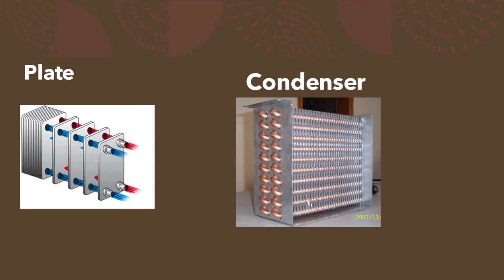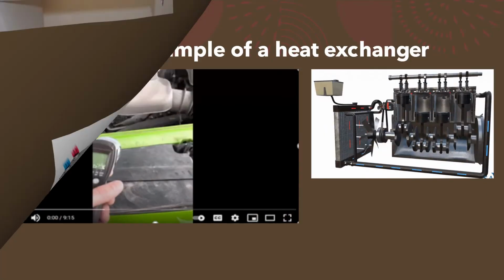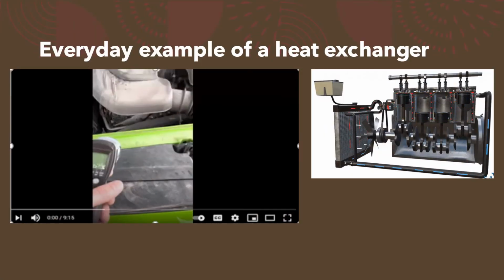Removing latent heat from a gas is more efficient than changing the temperature of the gas. This type of condenser is used in a refrigerator and AC units. So now we are going to go through an everyday example of a heat exchanger. So we have a short little video here.